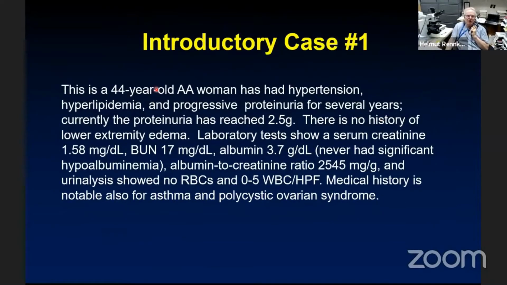This is a 44-year-old woman that has hypertension, hyperlipidemia, progressive proteinuria for several years. Currently, the proteinuria has reached 2.5 grams.